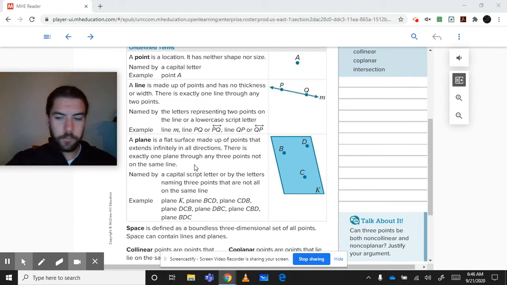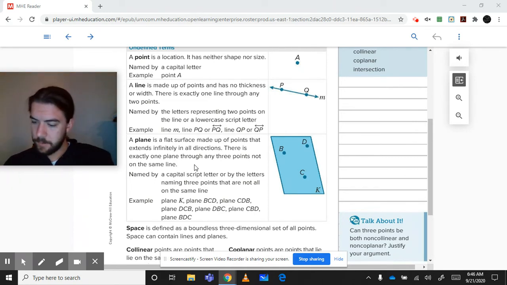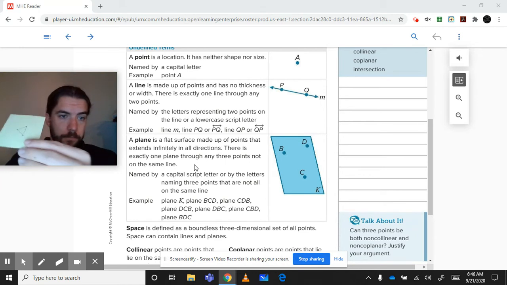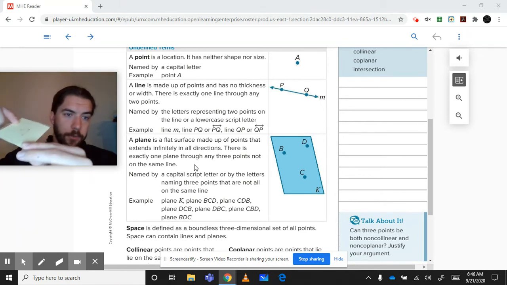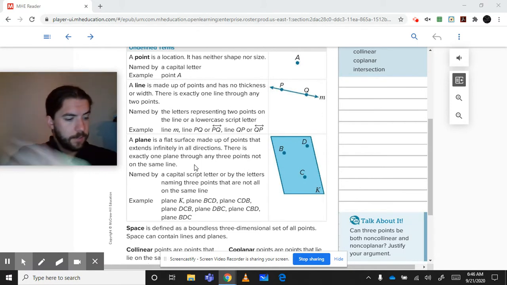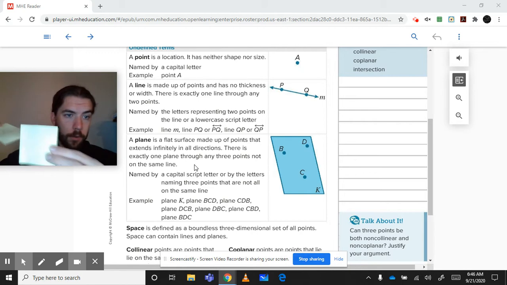However, if you have 3 points and they're not on the same line, something like this, what can you make? You can usually make a triangle, right? So draw a little triangle here. These 3 points are only lying in the plane of the Post-it note. I can't take a different Post-it note and get it to go through all 3 points.